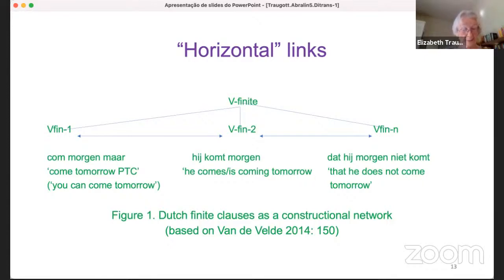So an example from Dutch, kom morgen maar. Come tomorrow, particle, which means something like you can come tomorrow. Kom comes first. Hij komt morgen, he comes tomorrow, or he's coming tomorrow in present day English. And verb final is dat hij morgen niet komt, that he tomorrow not come. And we would say that he doesn't come tomorrow. So that's an example of how you can think about variation, looking at syntactic, morphosyntactic phenomena from a construction grammar point of view.